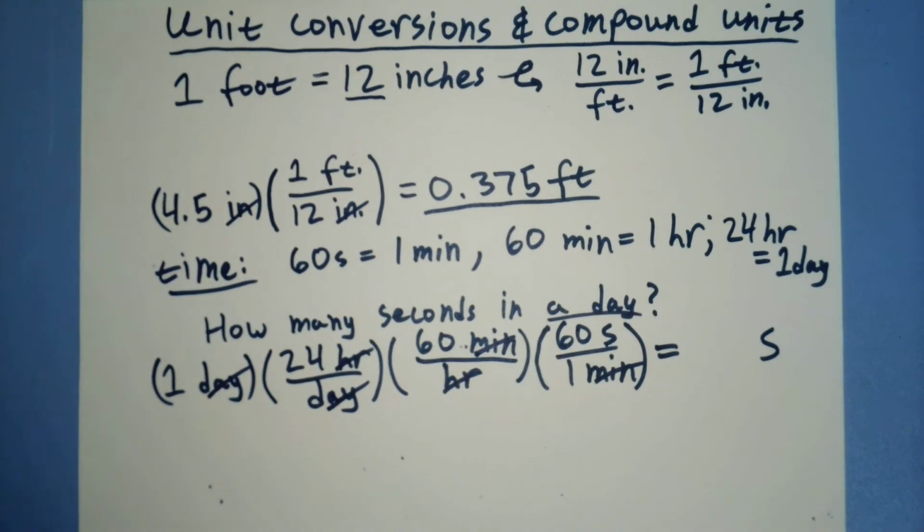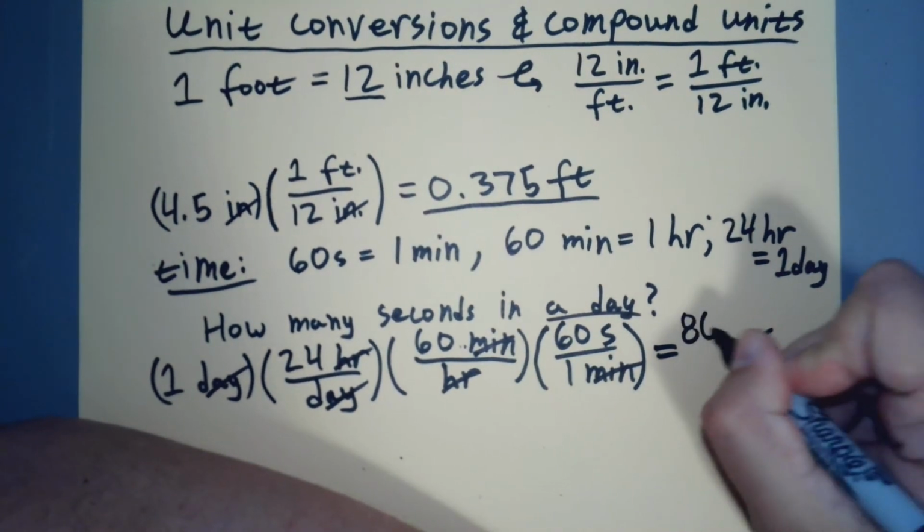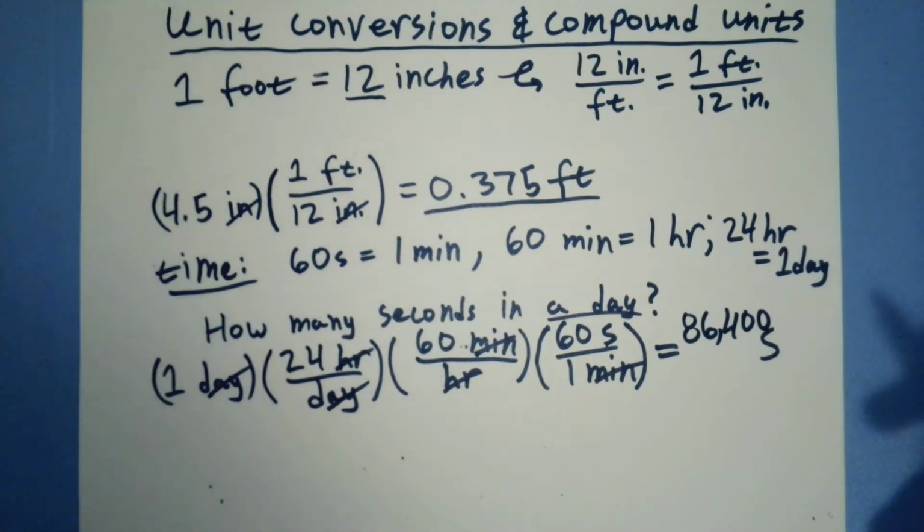And so what we have is something we can carry through on a calculator. And we get 86,400. Totally gave myself enough room to write that here. Seconds. So that's how many seconds are in a day. Now you know. Now you can count the day away by seconds.